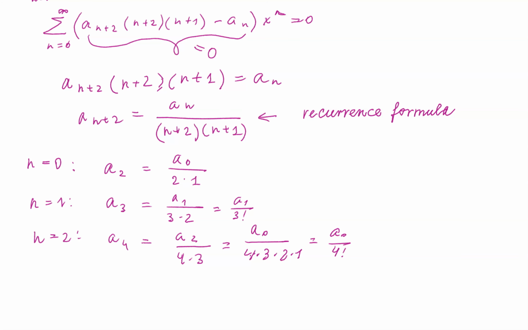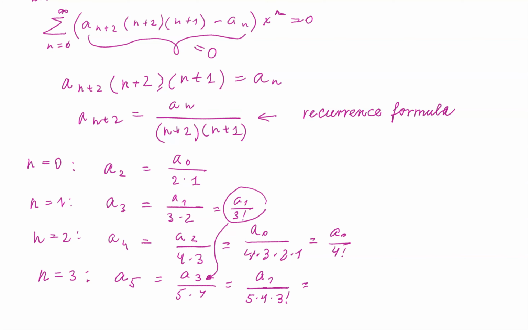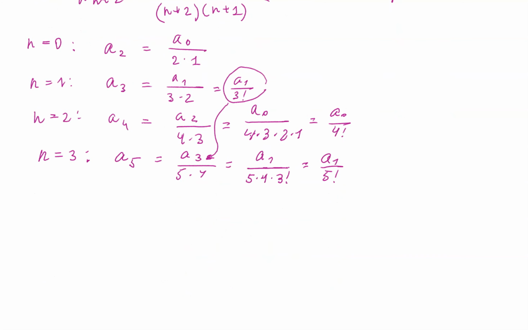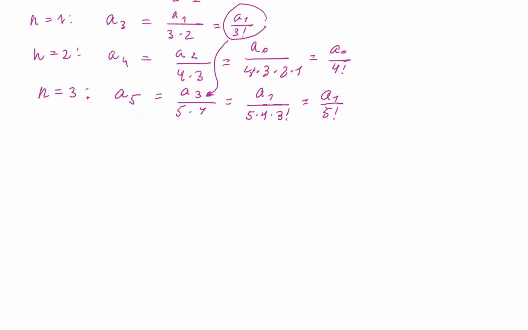I'm going to do maybe 2 more to show you how the pattern is working. And n equals 3 is going to give me a5, which is going to be a3 over 5 times 4. And because we do know a3 already, I'm going to plug it in over here instead of a3 and get a1 over 5, 4, and 3 factorial, which is going to give me 5 factorial. Well, I don't know, maybe one more term. And we are going to write down everything in a series.